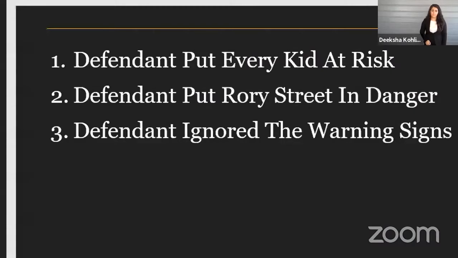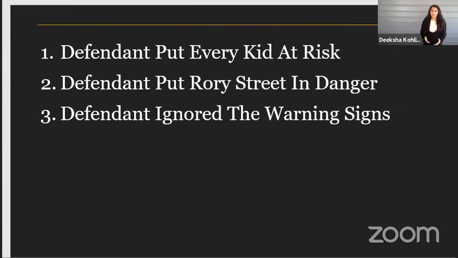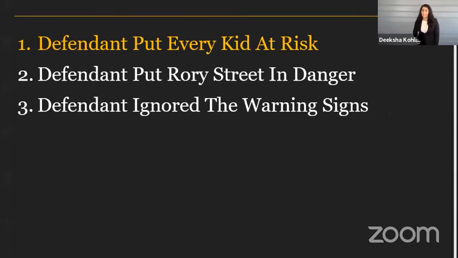As the plaintiff, we had the burden of proof. We had to prove it's more likely than not that the defendant's negligence caused Rory to die. And we met that burden with 3 simple facts. Number 1, the defendant used extreme disciplinary methods that put every child at risk. Most of us don't want to be outside when it's 103 degrees. She had students sprinting in that heat.